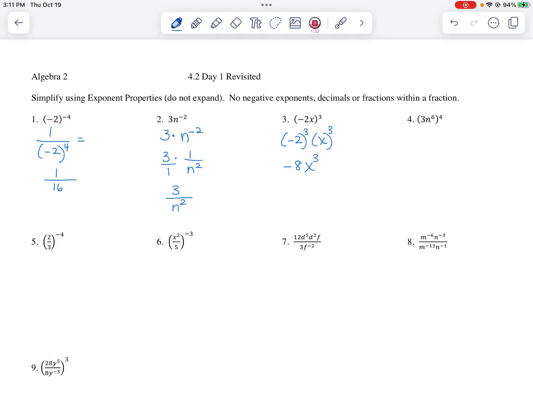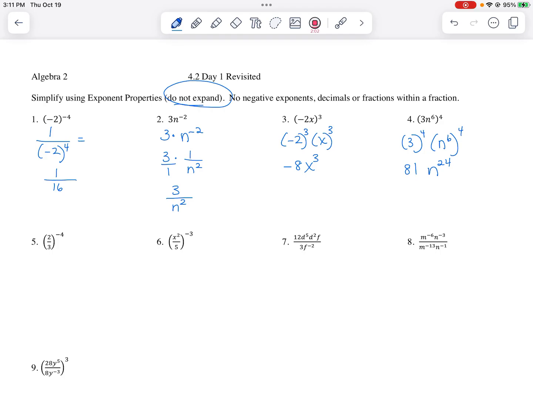Number 4, if I have 3 n to the 6th, all to the 4th power, I'm going to take 3 to the 4th, and I'm going to take n to the 6th to the 4th. Well, remember we talked yesterday, 3 to the 4th is 3 squared times 3 squared, 9 times 9, that's 81. n to the 6th to the 4th is n to the 24. And the reason why you don't want to expand is I really don't want to write out 24 n's.